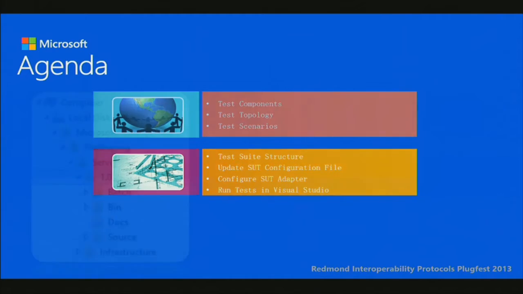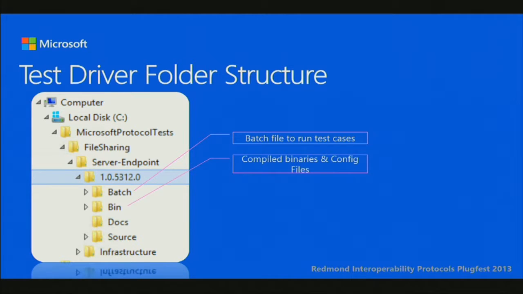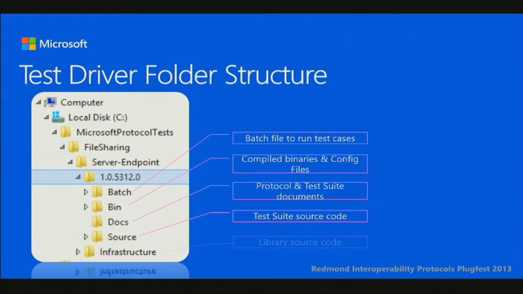The test suite structure. This is the same as Simon said. We have all the folders under the file server endpoint. The batch folder has the batch files to run test cases. We can skip this. And the bin folder is the binary; Simon has said that we can skip it.